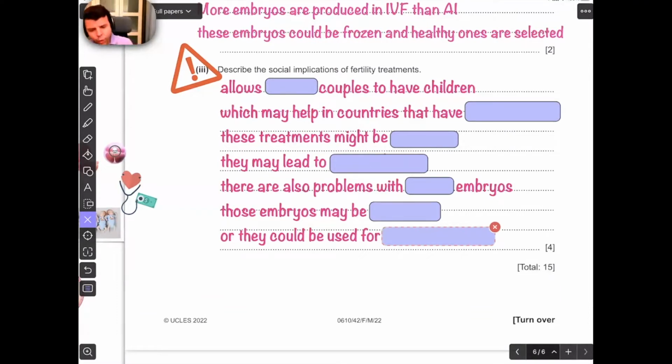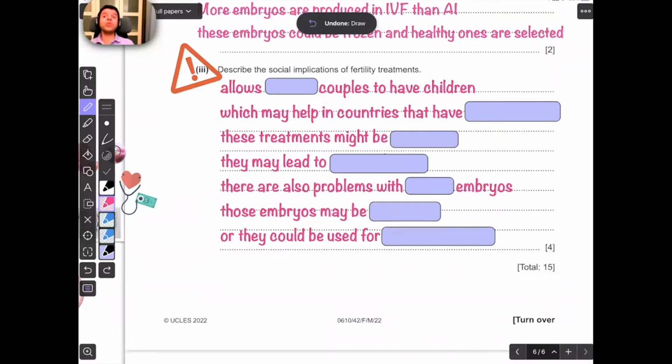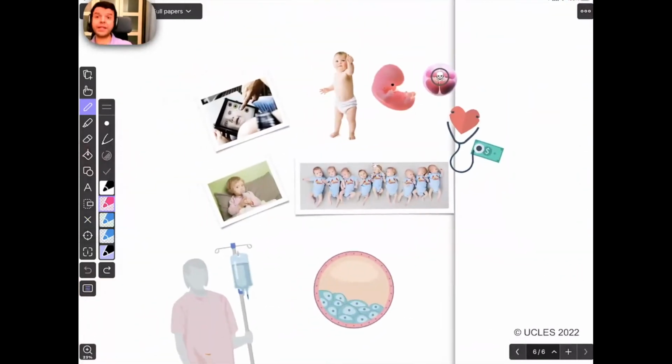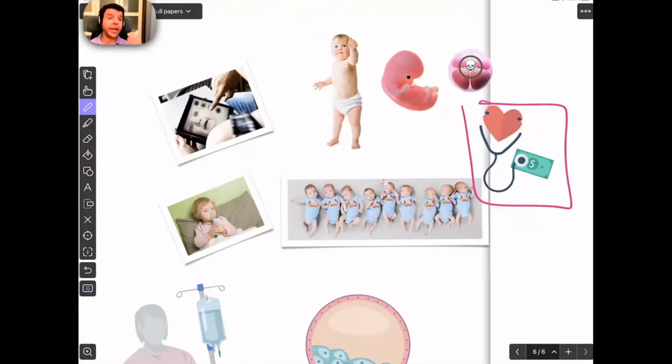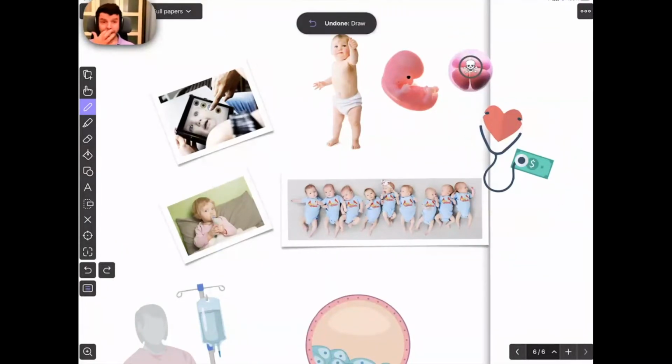When they say social, this means what? This means you need to refer to things related to cost, related to family, related to population size, right? So take a look at these pictures. One important thing is the financial problems. Where would the financial problems arise here? First is the cost of treatment, because health insurance doesn't cover these things. These are not covered by any health insurance.